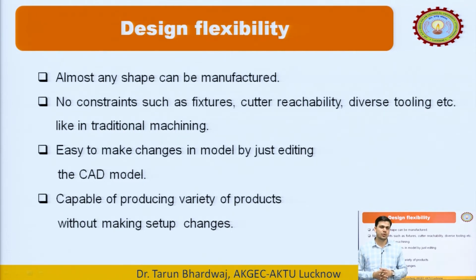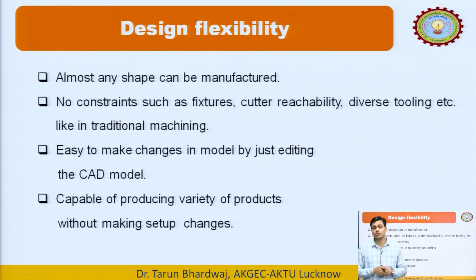Okay, no constraints such as fixtures, cutter reachability, diverse tooling etc. like in traditional machining, जैसा कि हमारा CNC में होता है. वहाँ पे अगर आपका कॉम्प्लेक्स प्रोडक्ट है तो होता क्या है कि you just require a fixture over there, ठीक है. और कभी कभी हमारी ऐसी शेप होती है कि जहाँ पे हमारा कटर नहीं पहुँच पाता है, तो कटर रीचेबिलिटी is also a constraint over there.